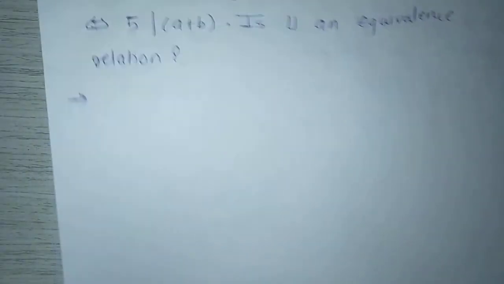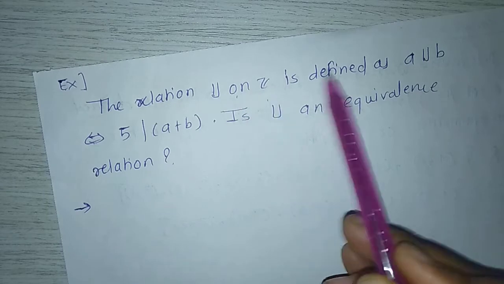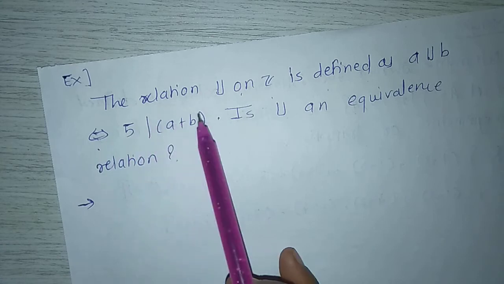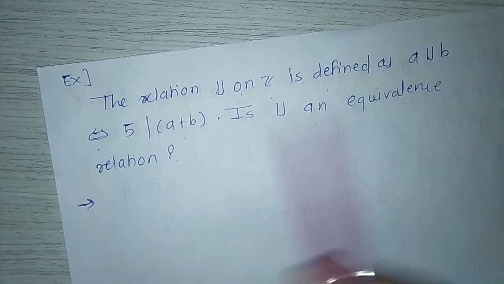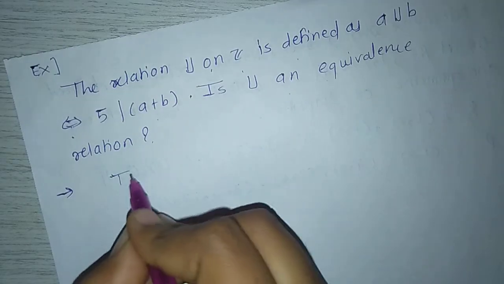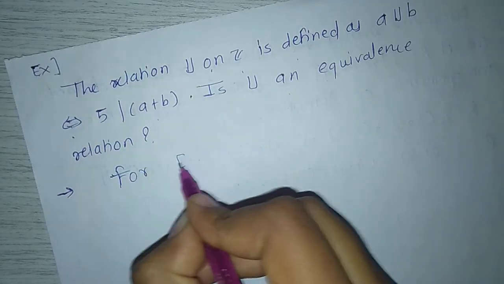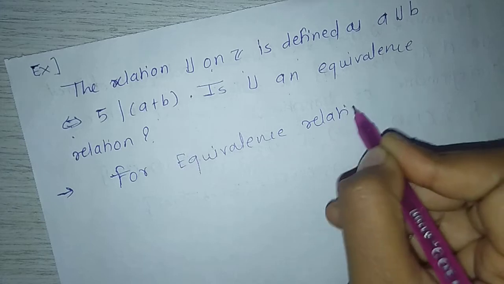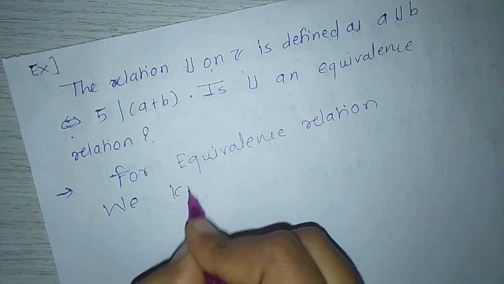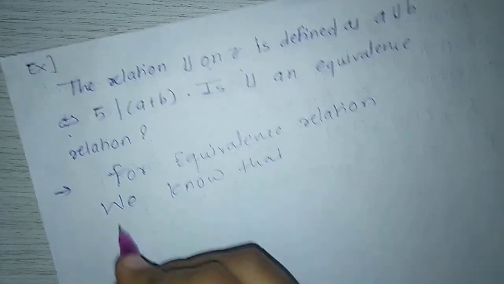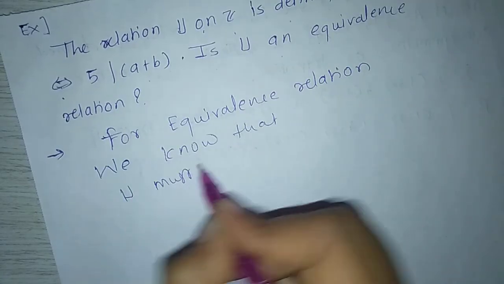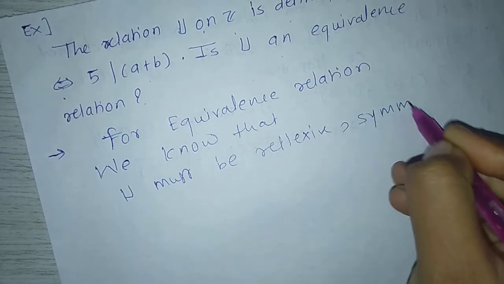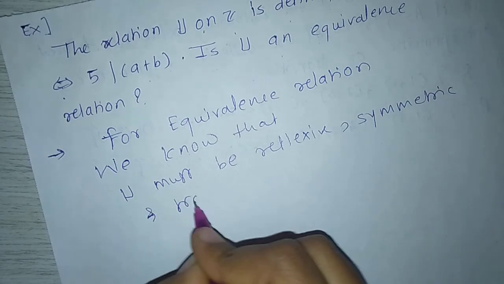Next example. The relation U on Z is defined as a U b if and only if 5 divides a + b. Is U an equivalence relation? For an equivalence relation, we know that U must be reflexive, symmetric and transitive.